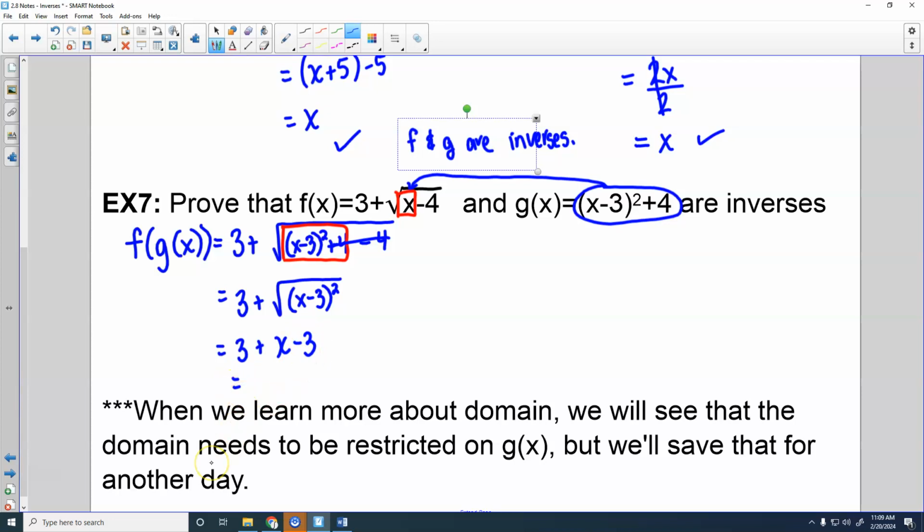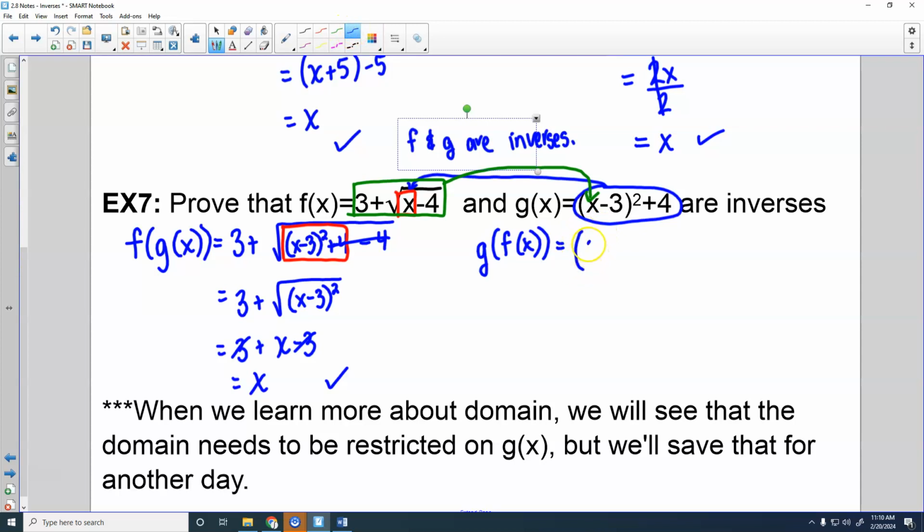And now 3 plus x minus 3, what's that give me? The 3's cancel out, and I just have an x left. So that worked. Once again, I've never actually seen one where f of g of x works and g of f of x does not, but we still have to show it. So for g of f of x, this time we are taking f of x and plugging it in for our x in our g of x function.